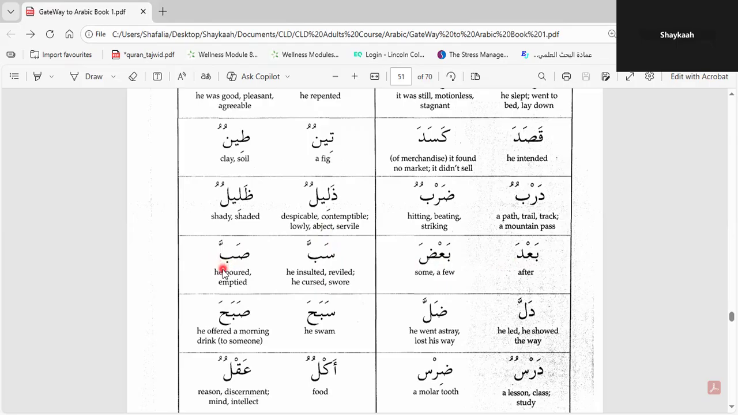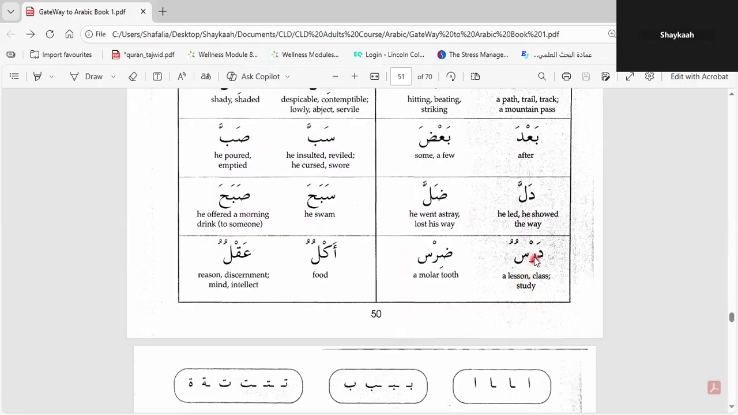It has a short vowel sound. So not completely silent, but it's almost like a short sound. And the second ba has a fatha, same as this. But the sad here makes it heavy. So sabba, sobba, dalla, dolla, sabaha.